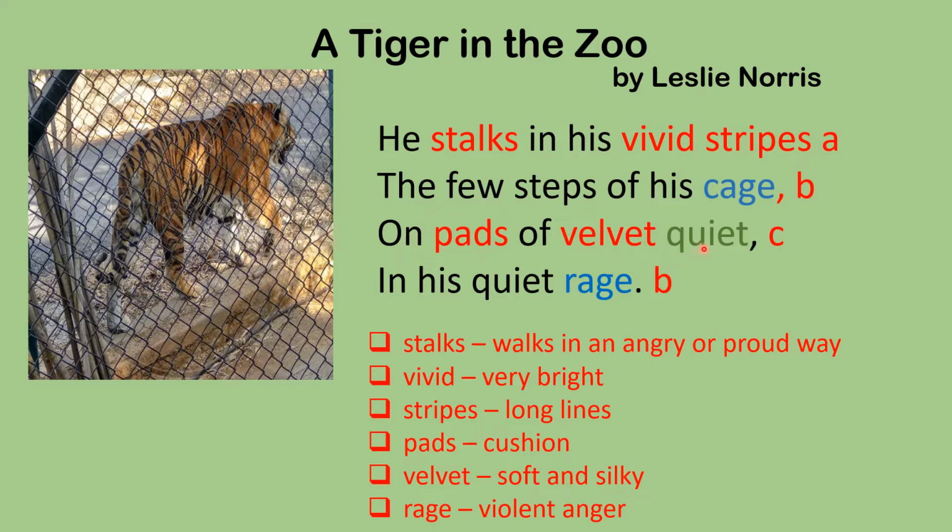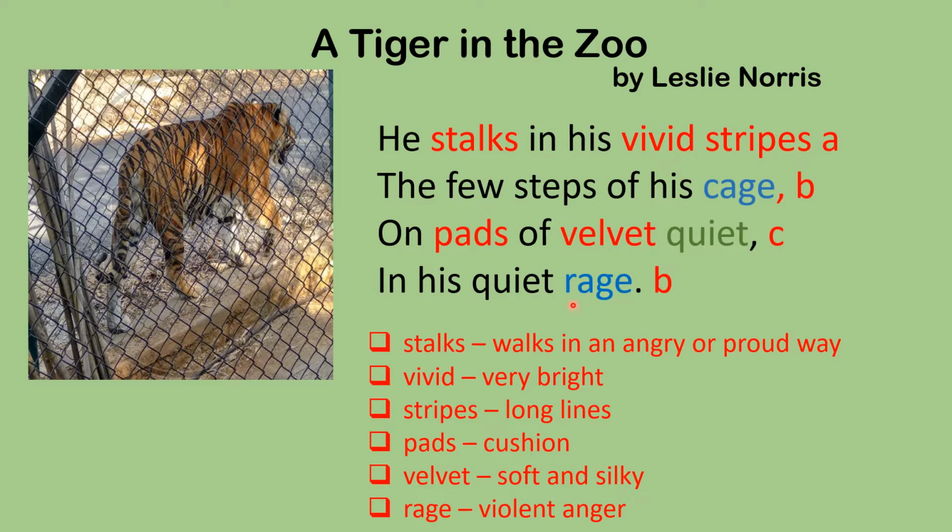On pads of velvet quiet, he is not making any sound while moving. Why? Because under his paws, he has a cushion-like thing, which is quite smooth and soft and silky. So when the tiger moves, it doesn't make much noise because the paws have the pads. Under the paws, there are pads which are very soft and silky to touch, and so it doesn't make any sound. The tiger doesn't make any sound when he moves in his quiet rage.